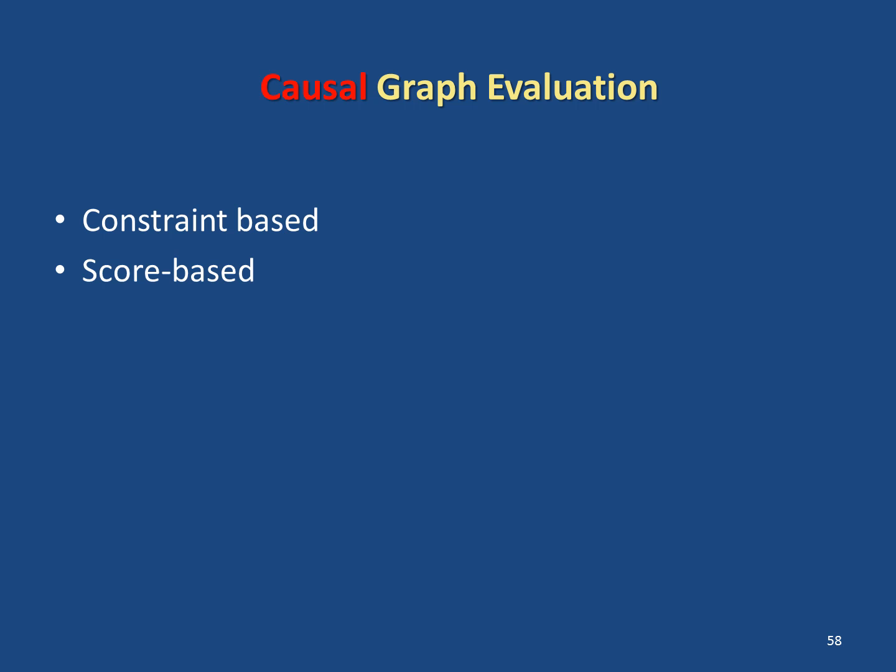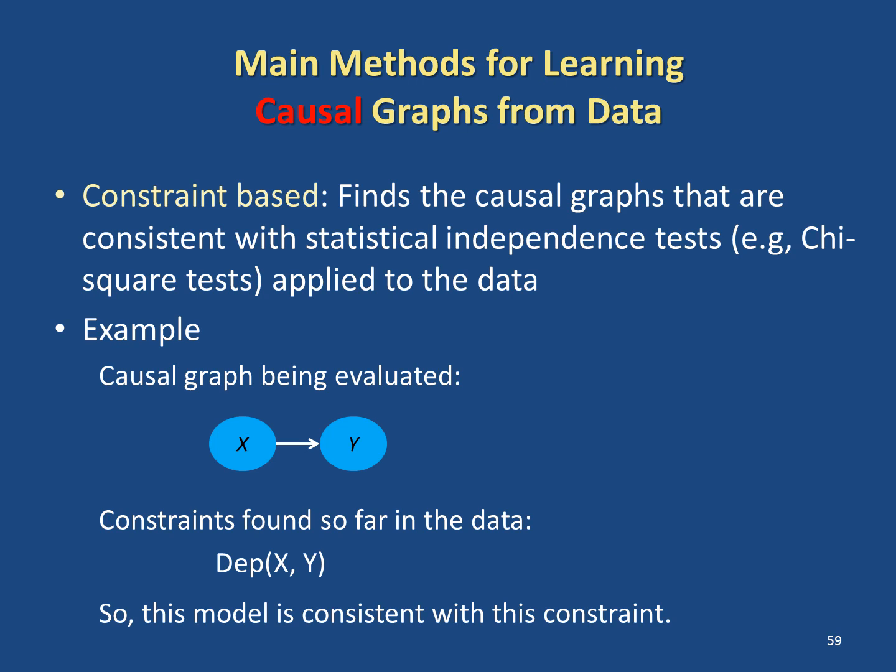There are 2 main types of algorithms that have been developed for learning causal graphs from data. One is based on constraints, and I'll talk about that in the next slide. And the other is called score-based, and it's based on scoring. I'll talk about that also in the next slide. So constraint-based is finding a causal graph that's consistent with a set of statistical tests.